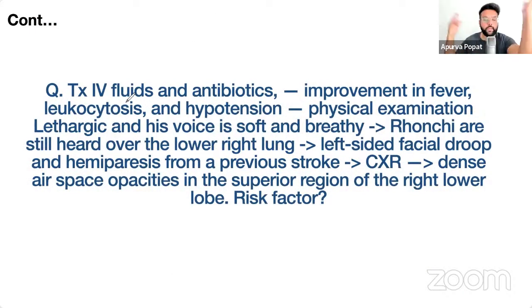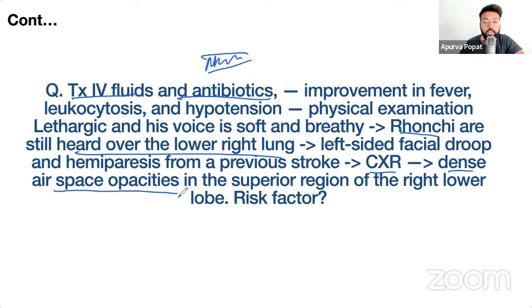Apart from that, this patient was having a severe infection, and after that, you started the patient on IV fluids and you gave them antibiotics. The patient improved: fever, leukocytosis, and everything improved. Now what is happening is rhonchi are still heard over the right lower lung, but now the chest X-ray, initially there was just pneumonia in one lobe, now shows dense airspace opacity in the superior region of the right lower lobe. What's your diagnosis?